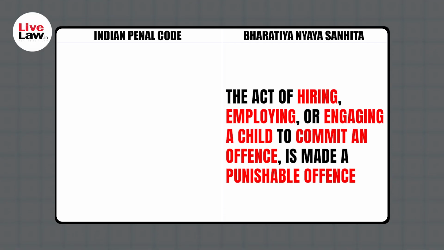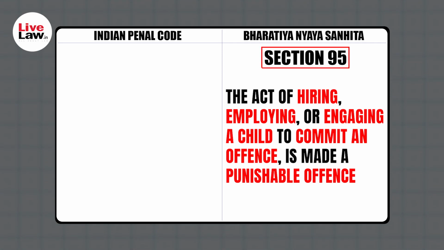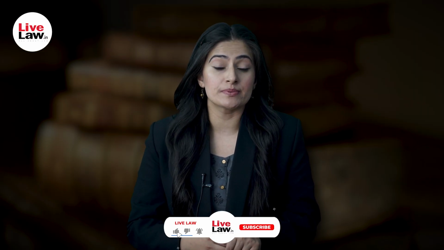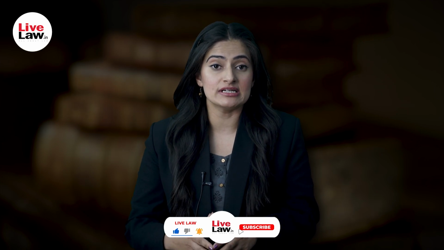In the offences against children, the act of hiring, employing or engaging a child to commit an offence is made a punishable offence under Section 95, which entails punishment of imprisonment of minimum 7 years, extendable to 10 years.